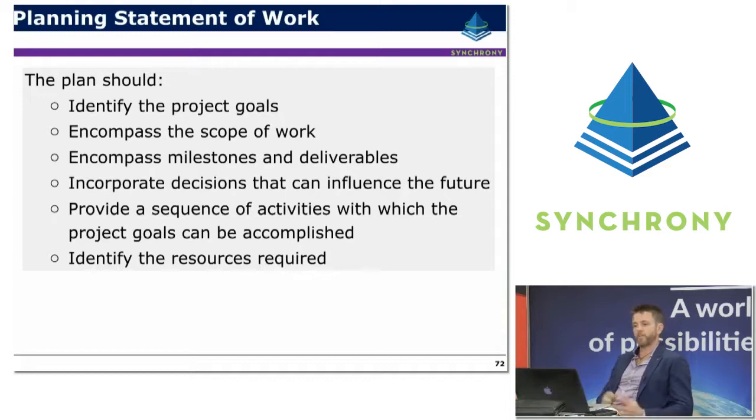So the planning statement of work should basically identify the project goals, encompass the complete scope of work, identify milestones and deliverables, and incorporate decisions that can influence the future project. So it's really important to identify key decision points which might have a fairly significant effect on future forecasts. Provide a sequence of activities that enables the project goals to be established and identifies the resource requirements for the project.